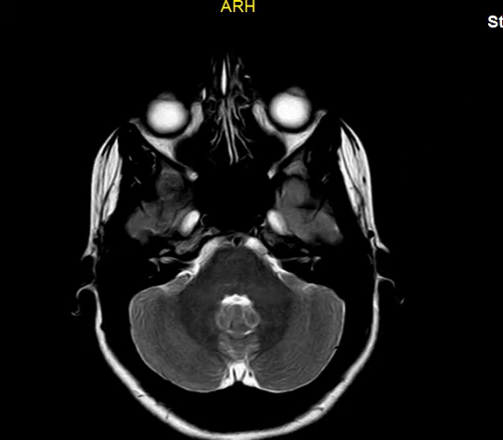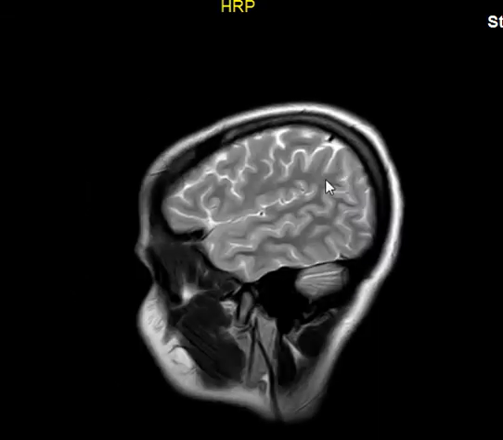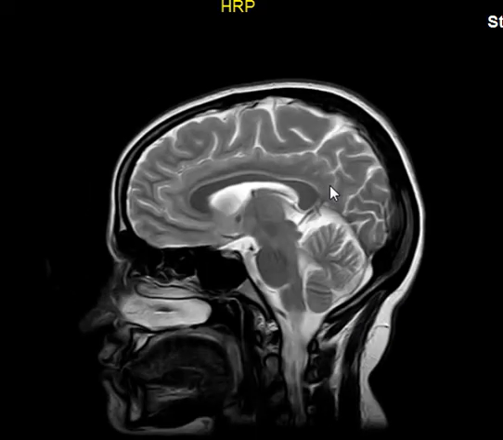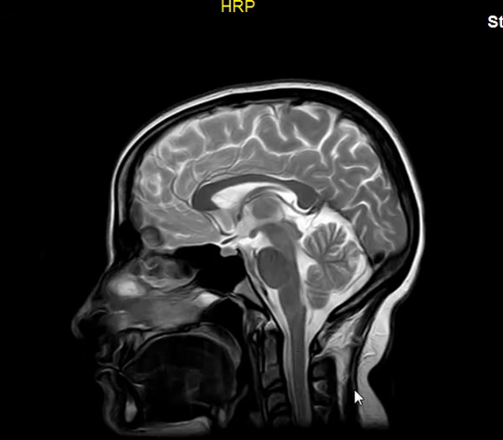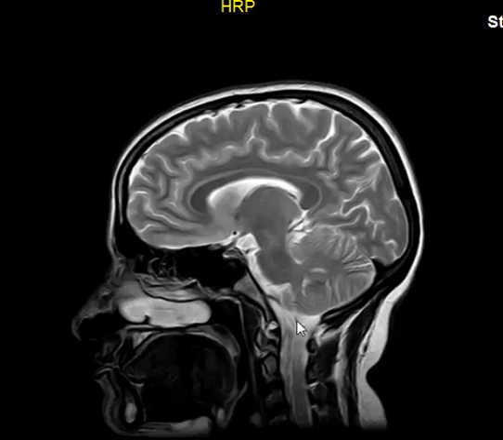Sagittal view. On the right and on the left from the cerebellar hemisphere, surrounding the medulla, you can see this part, this is the tonsil, the most inferior part. It's very clear in this image.